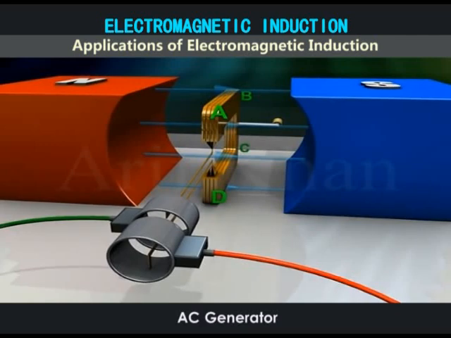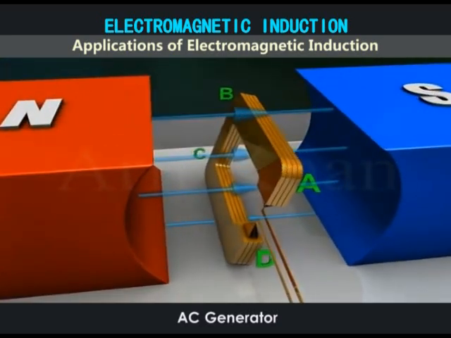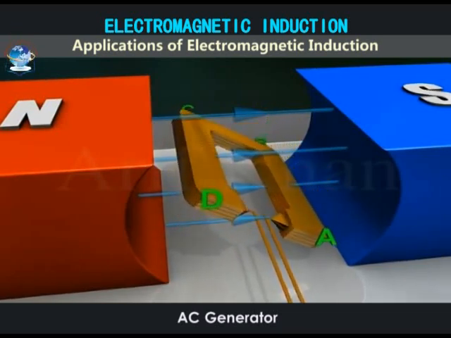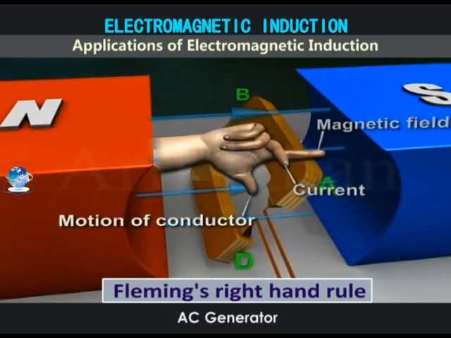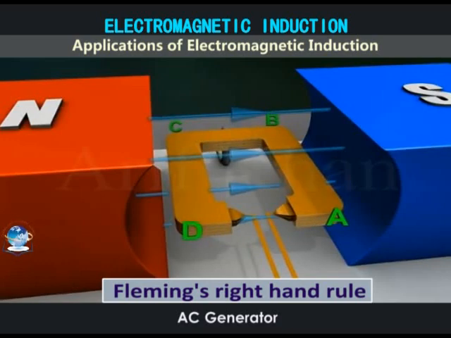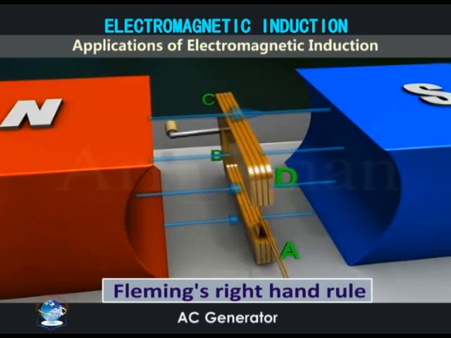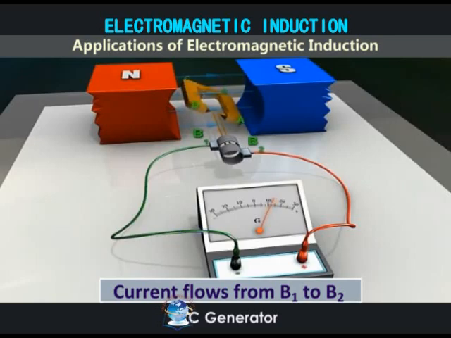Initially, the armature ABCD is vertical with its arm AB up and CD down. The direction of magnetic field is from left to right. As the armature undergoes half rotation clockwise, arm AB moves down while arm CD moves up. According to Fleming's right-hand rule, the current will flow in the direction DCBA. So the current will flow from B1 to B2 through the galvanometer.